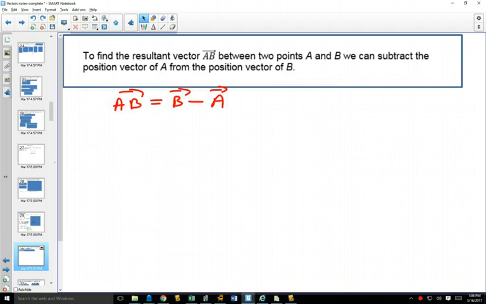So this is just the idea. You can memorize this, that the vector a to b is just b minus a, or you can remember it as negative a plus b. Either way is fine. So we'll do a couple examples here. They don't take that long.